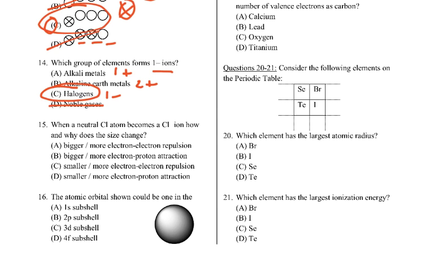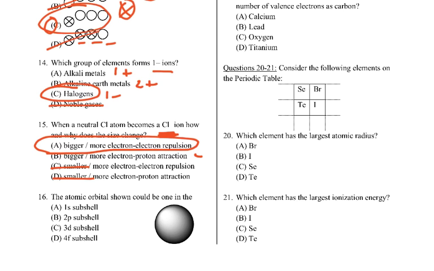For 15, when we have chlorine and Cl-, why and how does the size change? Well, if we become Cl-, you're going to get bigger because you have more electrons. Both of these have the same number of protons, 17, but to form chloride ion, you gain an electron, so you have more repulsion. So it's bigger because we have more electron repulsion. That's the answer. B, more electron-proton attraction. If that was true, we would expect our atom to get smaller, so that's not the right answer.